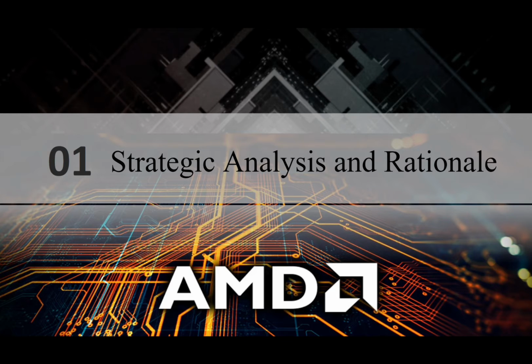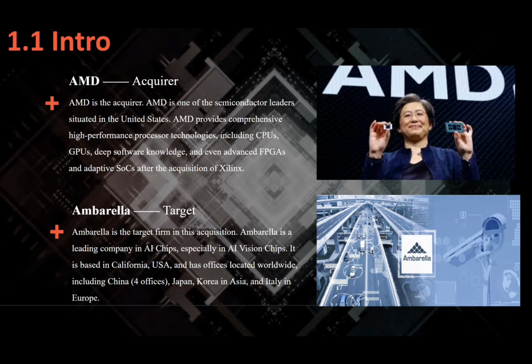Firstly, I'll begin with the strategy and the rationale behind this. Our acquirer is AMD, which is one of the leaders in the semiconductor industry, and it owns many advanced process technologies, especially after the acquisition of Xilinx. After searching and comparing many firms, we chose Ambarella to become our target firm, which is a firm focused on AI vision chips. It's also based in the USA, so we think it will be easier to integrate in the next step.